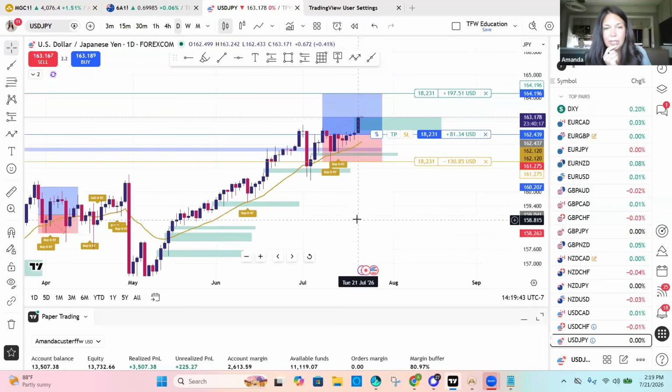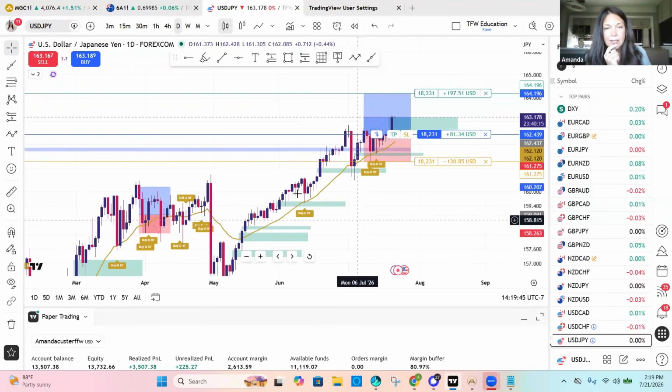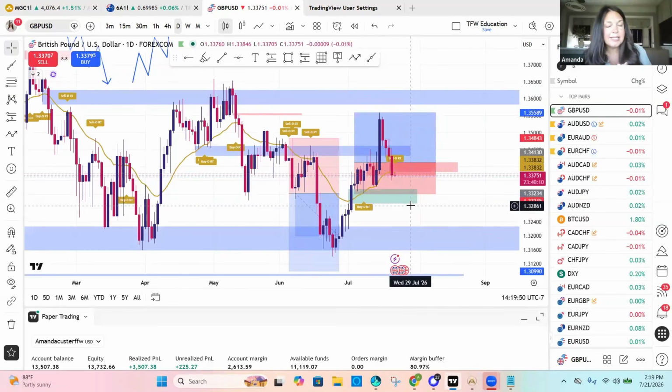Whew, such a beautiful trade. Look at this trend, you guys. Look at this bounce, bounce. So nice. Okay, there are no new entries to set today.